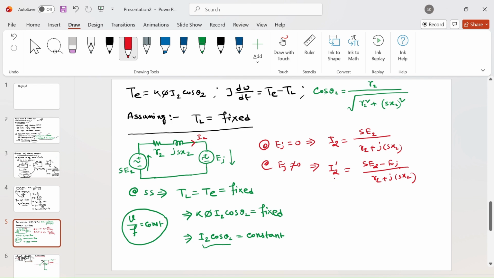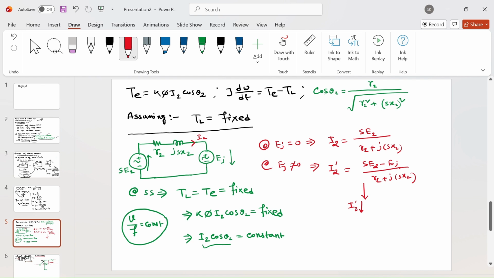So that's why I'm mentioning it as I2 prime. And you can see from this particular equation, your I2 will reduce, right? Your I2 prime will reduce. If I2 prime reduces, then what will happen? Your torque production will also reduce, because I2 will create a flux. This is the rotor flux, and if the I2 magnitude decreases, the rotor flux production will also decrease. So the interaction torque will also decrease. So you can say there will be a reduction in the electromagnetic torque, right?